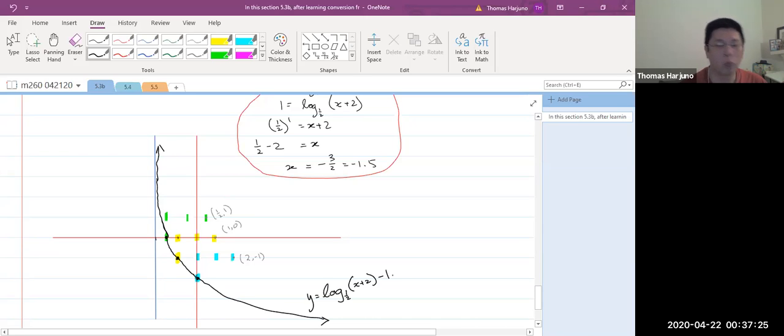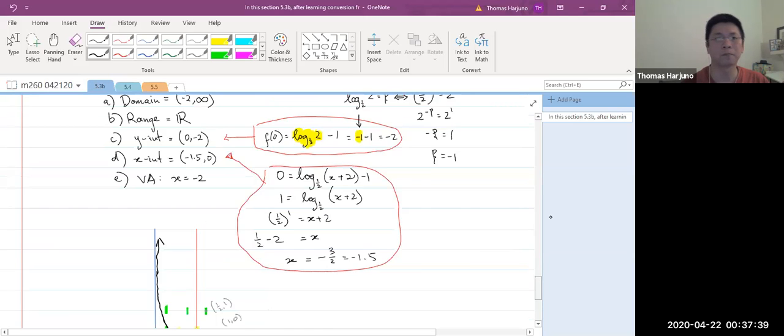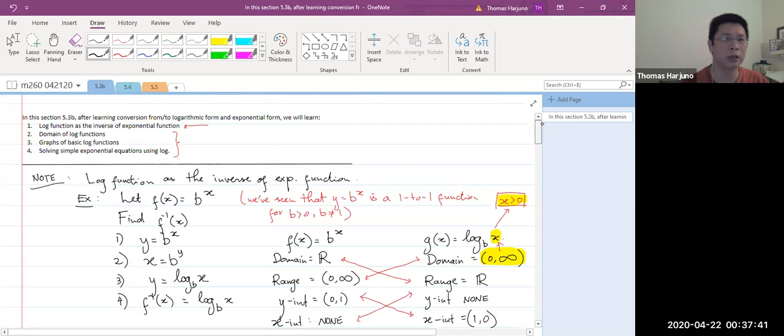What we did here, we basically combine what we know about log base 1/2 of x and then the transformation. Okay, now that's for the graph. Let's finish this section and then I give you a break.